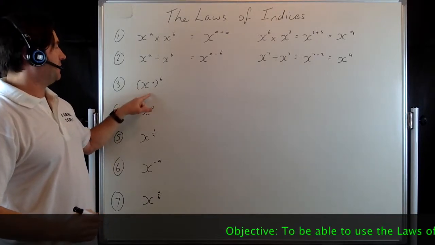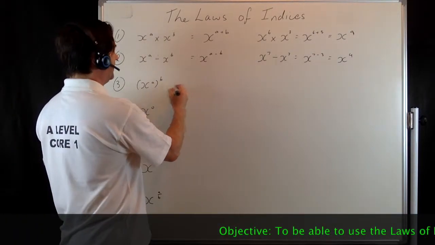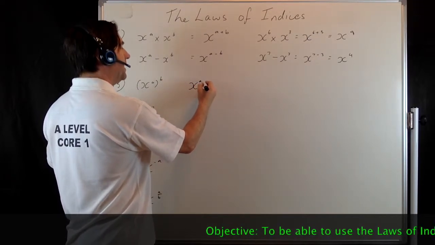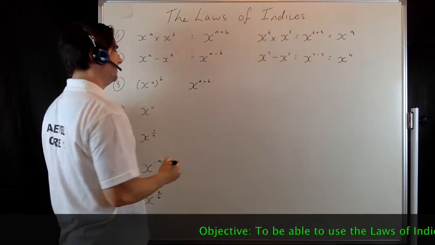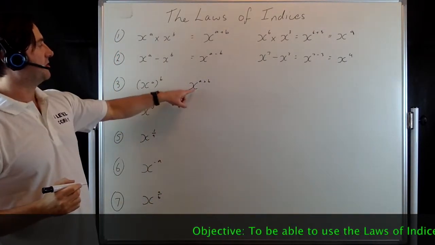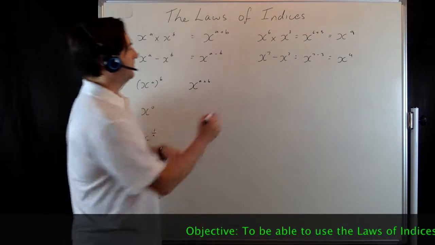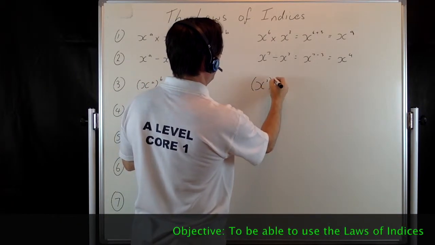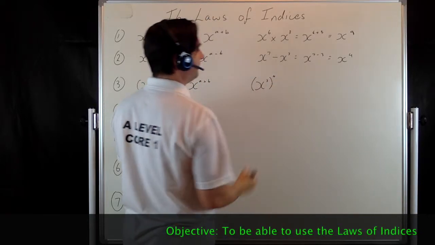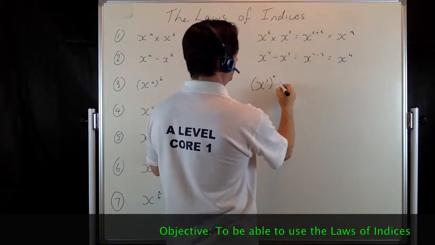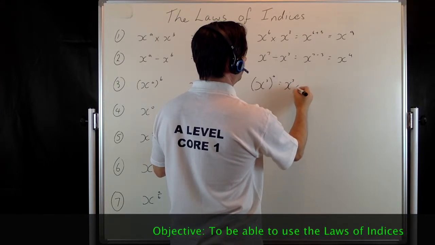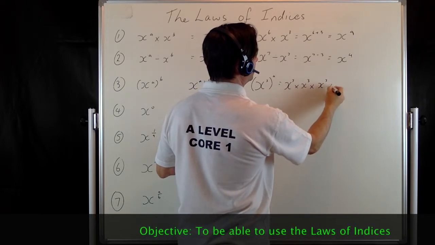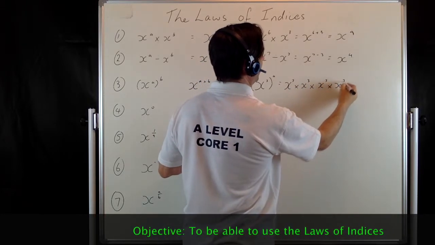Third one, this is our powers law. If you have x to the A to the B, that is the same as x to the A times B. Now, you'll see the reason this works in a minute. So if you've got, for example, x to the 3 to the power of 4, this really means that it's x to the 3 multiplied by x to the 3 times x to the 3 multiplied by x to the 3.